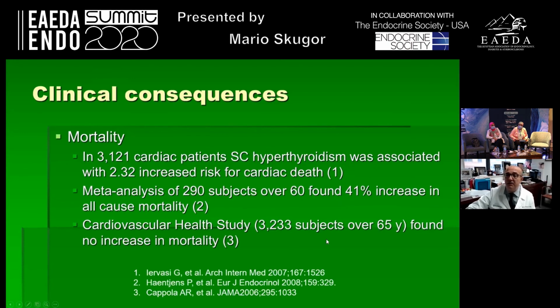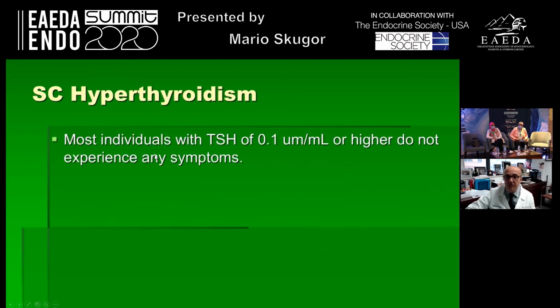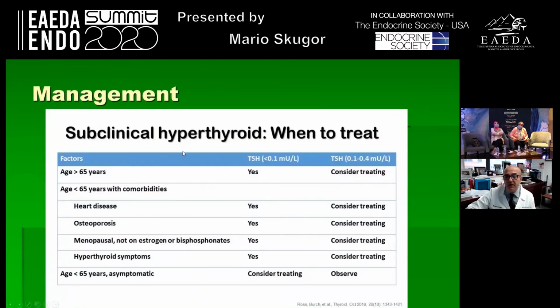So again, we have heterogeneity of the outcomes, but there is a possibility of significant increased risk. Most individuals who have TSH that is higher than 0.1 microunits per milliliter do not experience any symptoms. We know this from the patients with thyroid cancer. As long as you keep the TSH over 0.1, there's really no symptoms, very rarely. So how do you manage this?